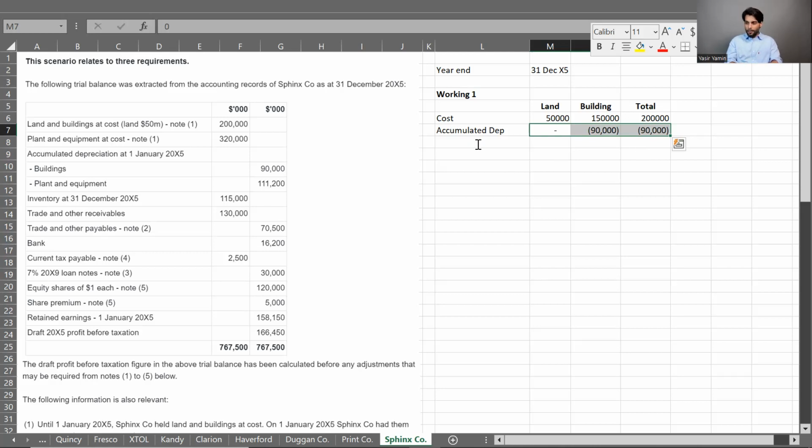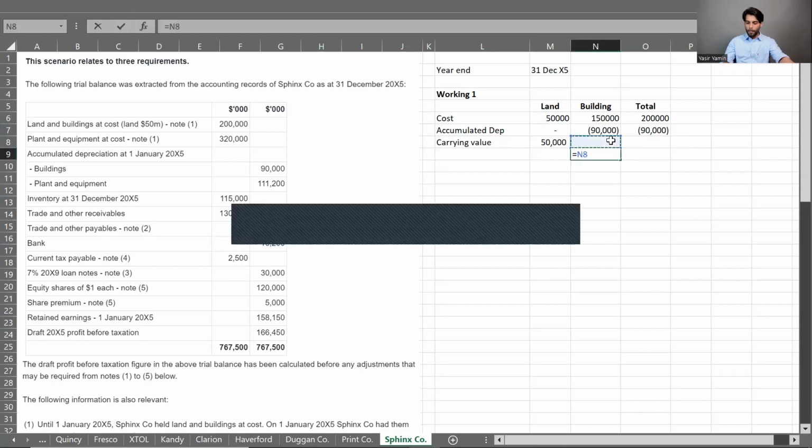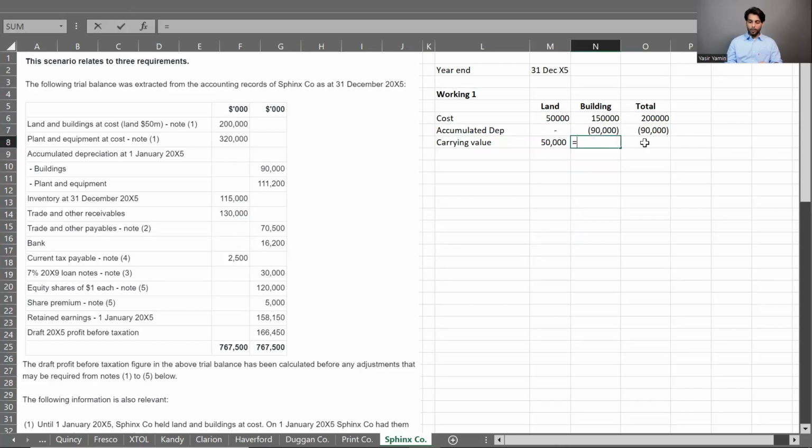And here you have it, you will have the carrying value. So land has a carrying value equivalent to its cost, whereas the building will have a carrying value of 60,000. And so this becomes a total of 110,000. So what I'm trying to make clear in your mind is that I can just write it down as well. At 1st January X5, you have a carrying value in your books of 110,000 for land and buildings.